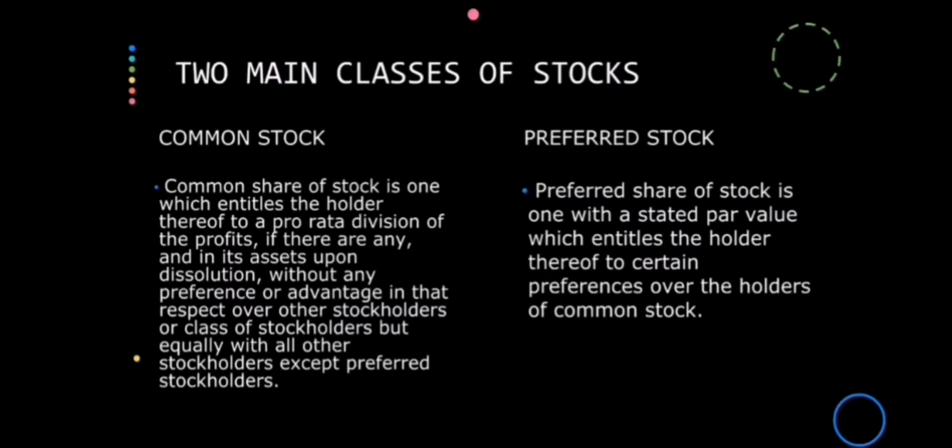Common share of stock is one which entitles the holder thereof to a pro rata division of the profits, which means proportional and not equal, so it should be based on their ownership, and its assets upon dissolution, without any preference or advantage in that respect over other stockholders, but equally with all other stockholders except preferred stockholders.